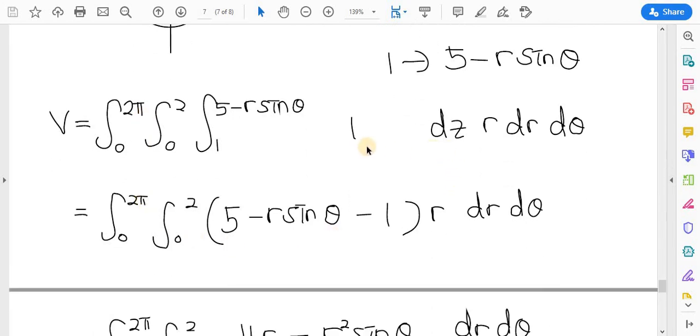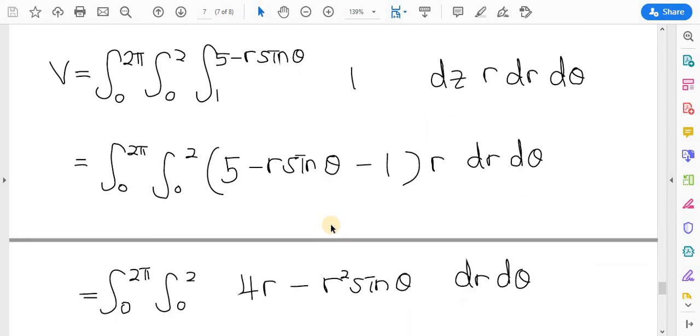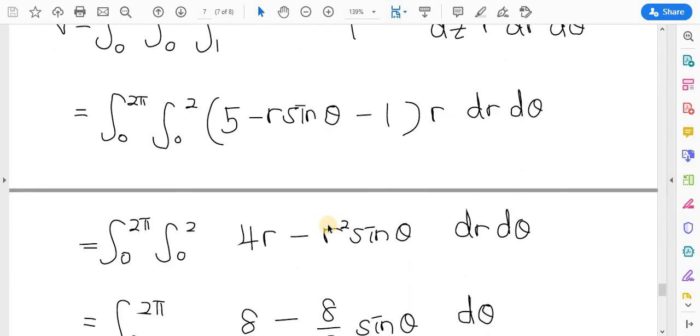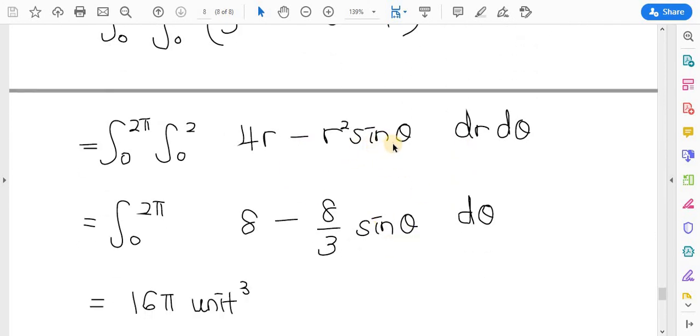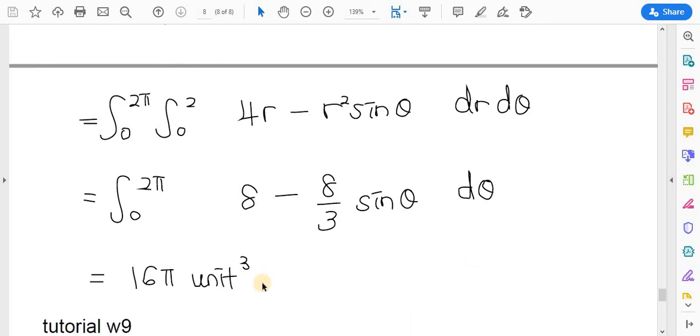So you solve it. For this section, you cannot press the calculator directly because it has theta, so you have to do the integration manually. When you integrate with respect to r, you just keep sine theta as a constant. When you get this one, you just integrate it by pressing the calculator, and you can get this answer.